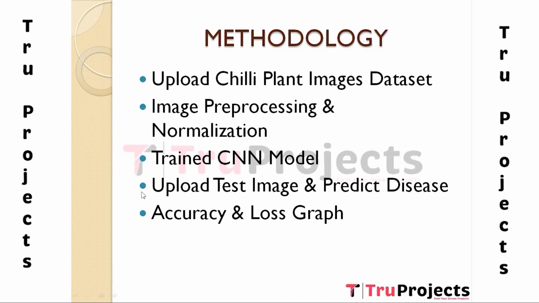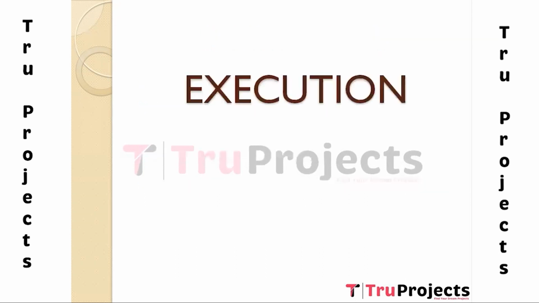Then coming to the next module, that is upload test image and predict disease. By this module, we are going to upload the test image and predict whether the leaf in the test image has a disease or not, using the CNN algorithm. Then the last module, that is accuracy and loss graph. Using this module, we are going to plot the graphical representation of the CNN model, that is accuracy and loss.